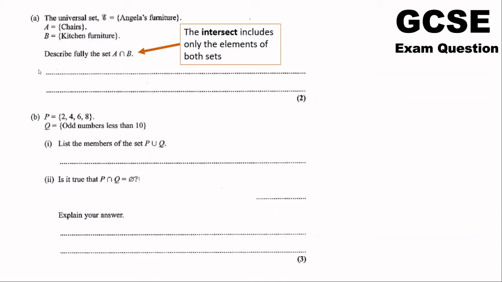So what elements are in both sets at the same time, taking into account as well the universe? This subset, A intersect B, would be Angela's kitchen chairs. For question B, we have two more sets defined. P is defined just by listing the members of the set, so 2, 4, 6, and 8. And Q is defined by a description of what's inside the set. Q are the odd numbers less than 10.